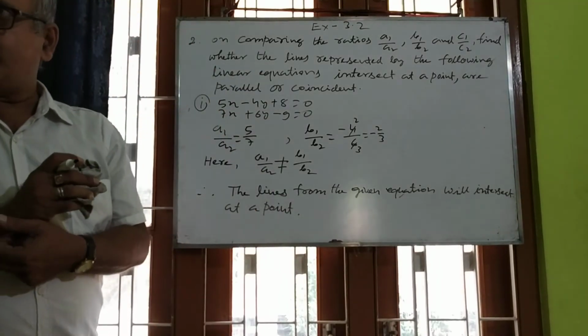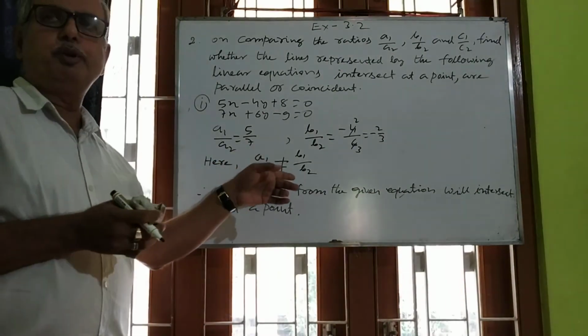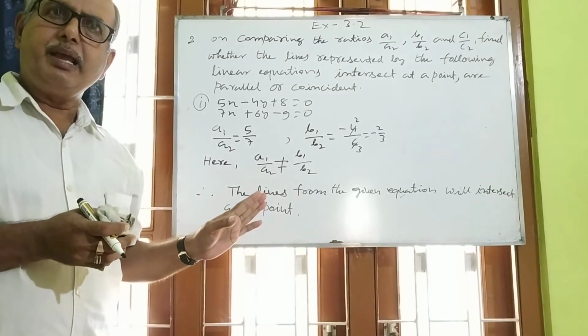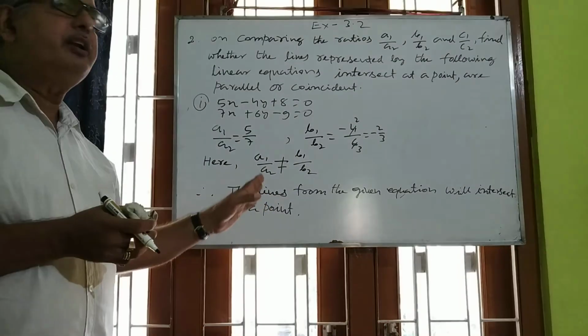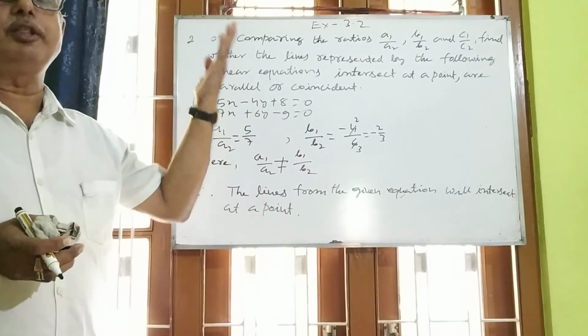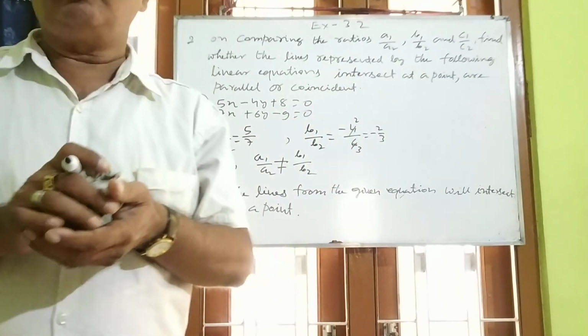Similarly, in the other questions, you don't think that always you will get A1 by A2 not equal to B1 by B2. Different conditions you will get, and in different conditions you have to write whether they will intersect at a point, or they will be parallel, or they will be coincident.